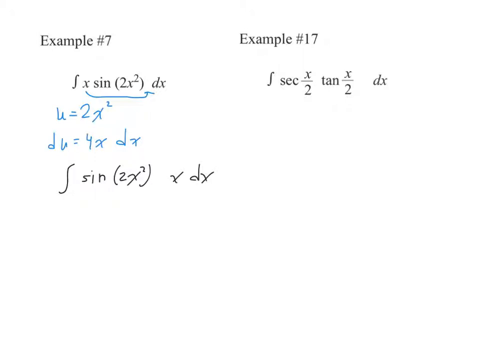I move the x all the way to the back. With it, I'm going to put a 4 and compensate with a 1/4. That means all of this stuff back here, that's the du that we want to forget about and just get rid of. Sine's memorized integral is negative cosine. So negative 1/4 sine of 2x squared plus c.